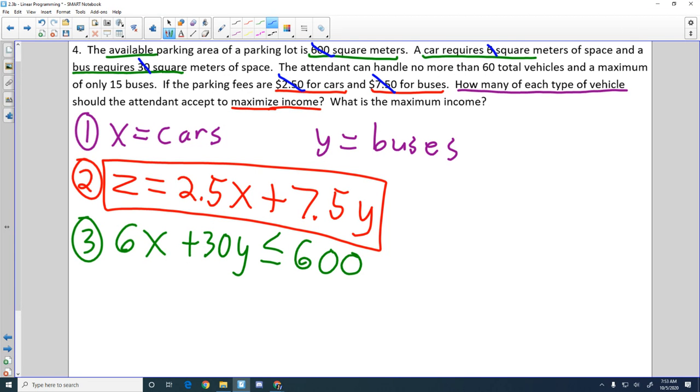If there are still numbers in the problem, that basically means there are probably still some constraints for us to write. And I see that it can handle no more than 60 total vehicles. Now, does that say whether those vehicles are cars or buses? It's just all together. So when I add up all my cars and buses, I can't have more than 60 of them. So we're just going to write x plus y, because x is the number of cars and y is the number of buses. When I add those together, I can't go over 60. So it's less than or equal to 60, because I could equal that amount exactly.